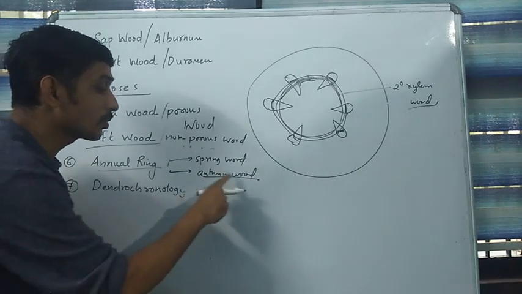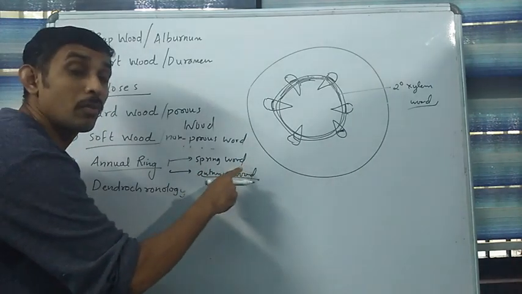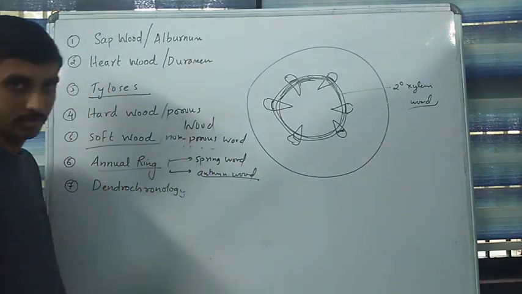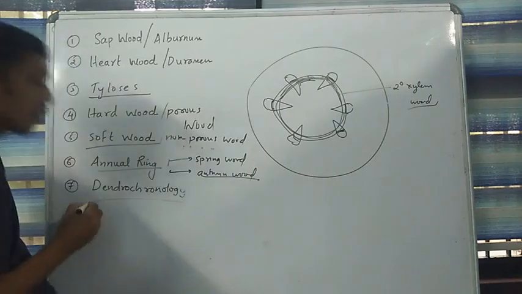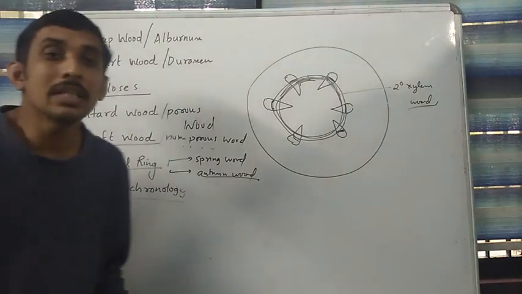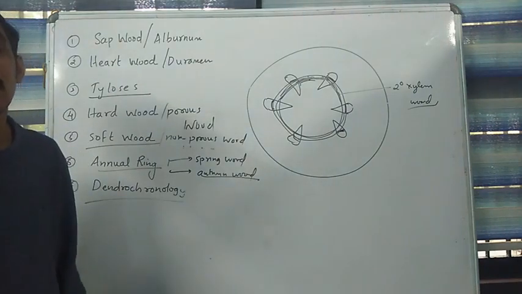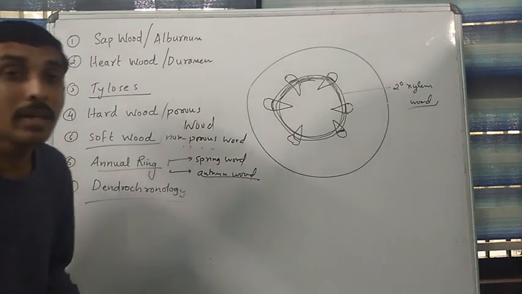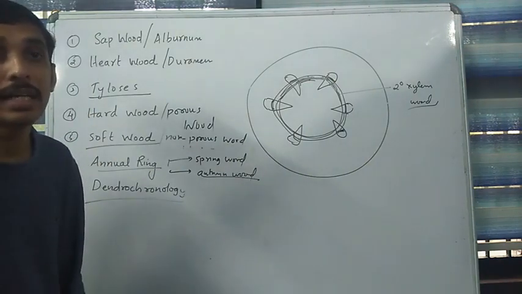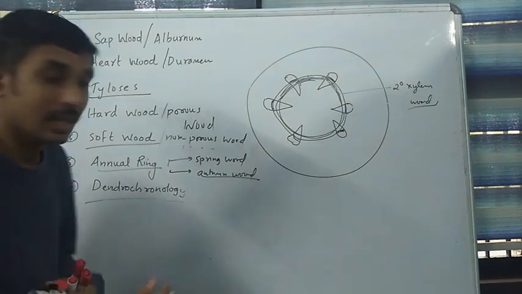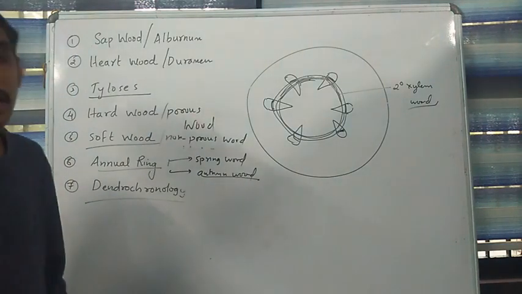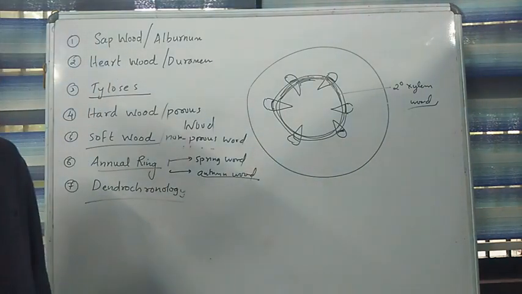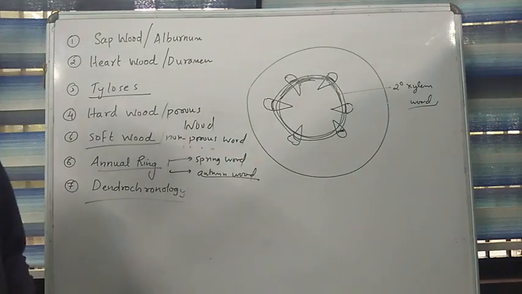The wood formed during autumn season is called autumn wood. The wood formed during spring season is called spring wood. Both are collectively called an annual ring. And when we move into dendrochronology, it is the branch of biology which deals with the measurement of the age of a tree by counting or referring to its annual rings. We can predict the age of a tree by counting its annual rings. That is dendrochronology.